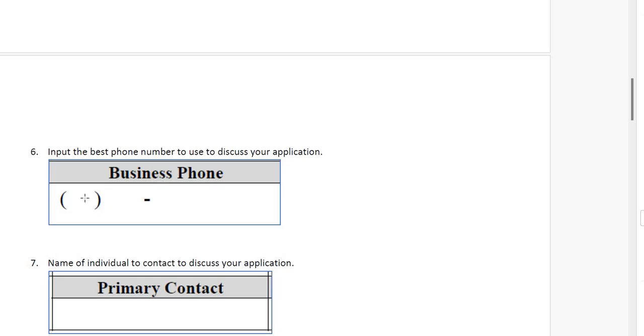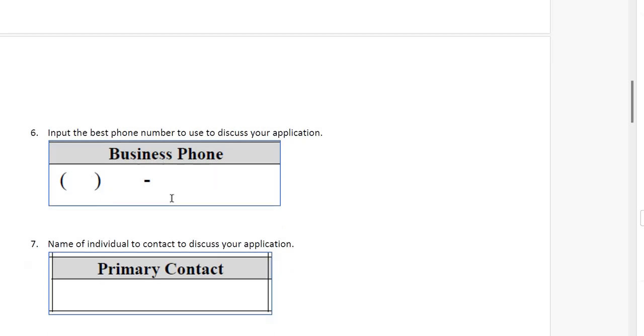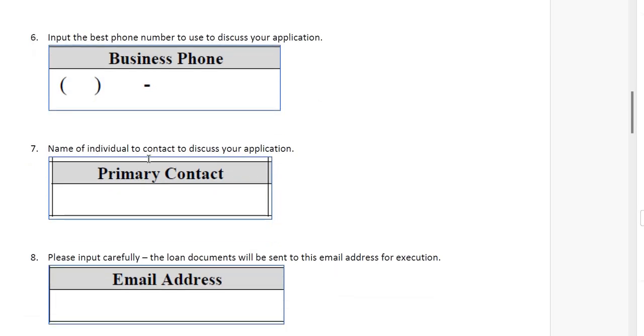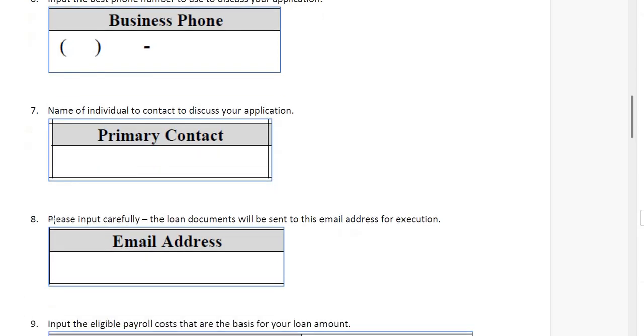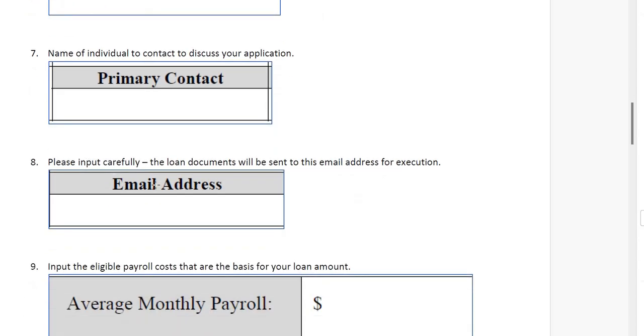Very simple. Put your business phone number here, area code, phone number, child's play. Number 7, name of the individual to contact to discuss your application. You place the name of your primary contact in box 7. Number 8, please input carefully. The loan documents will be sent to the email address for execution. You place your email address here in the box. It says they will be sent to this address for execution. Execution meaning the electronic signature of the authorized individual applying on behalf of the company.